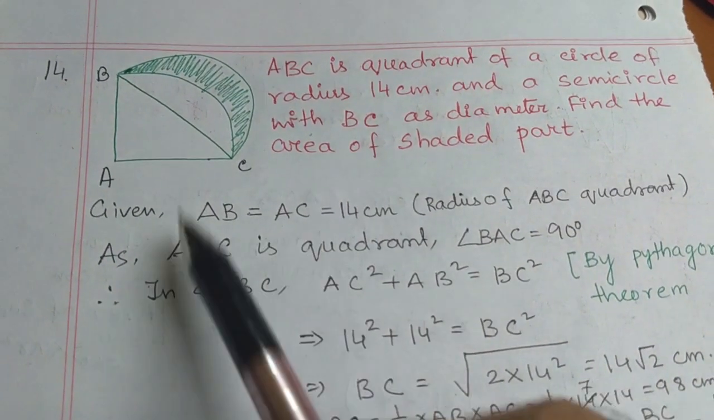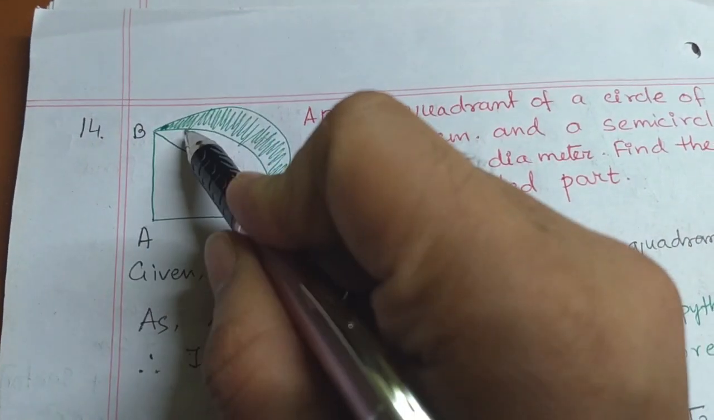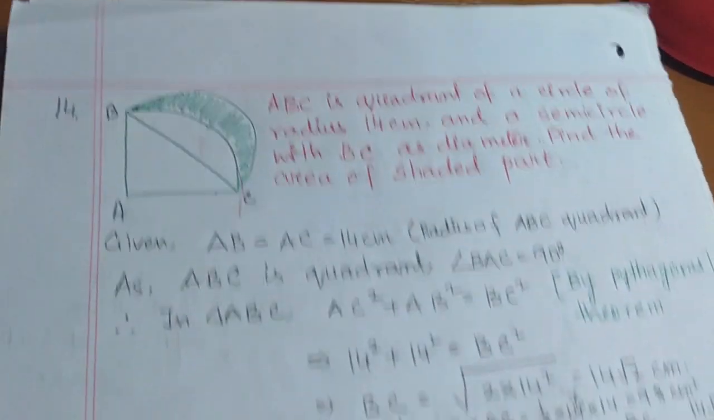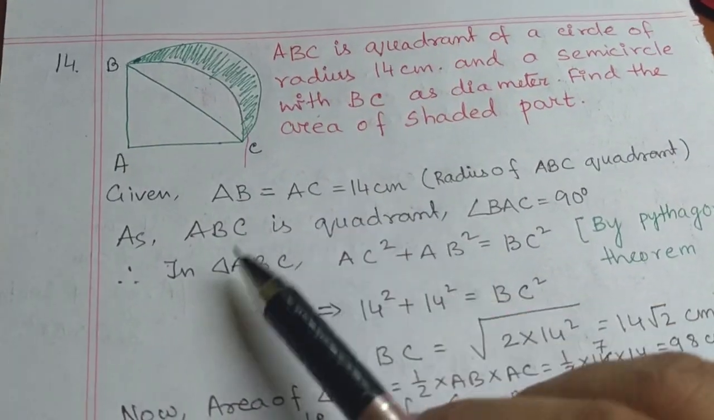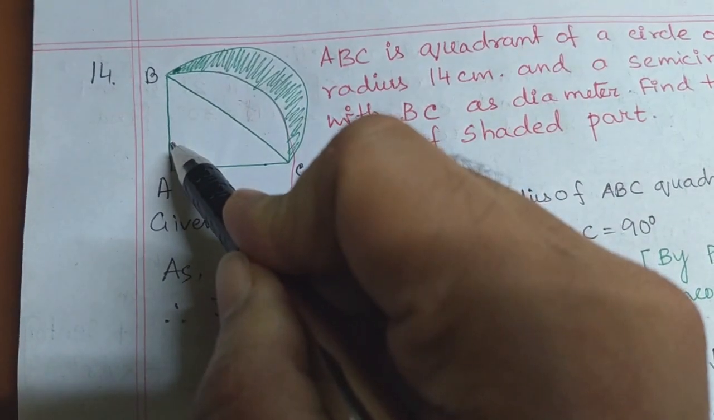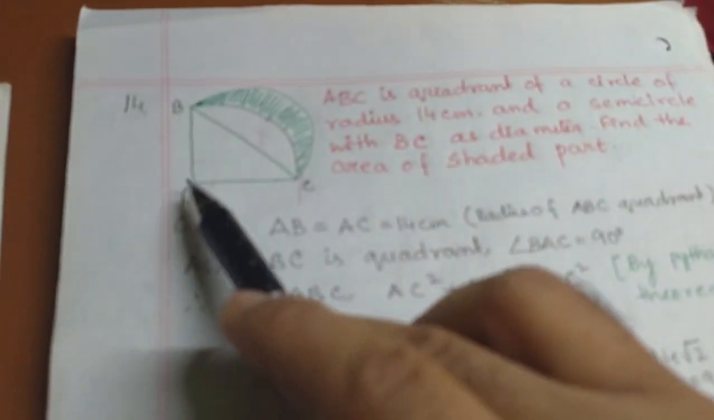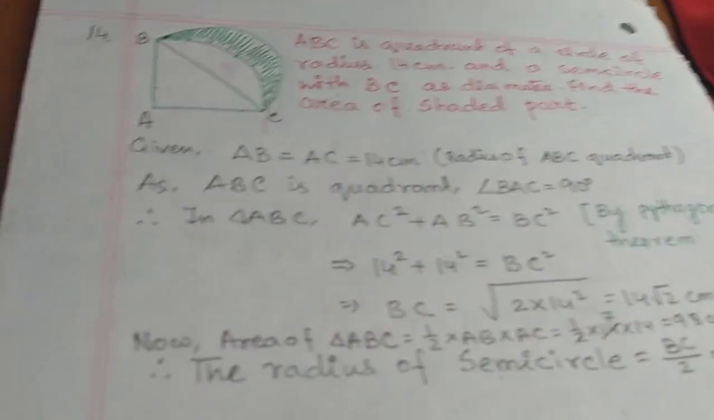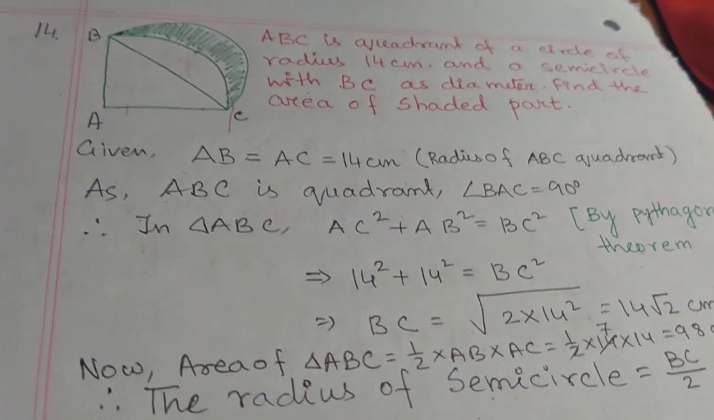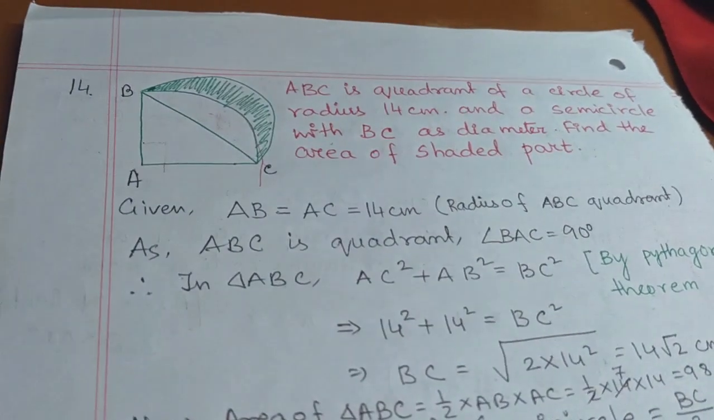Given AB equal to AC, AB and AC are the radius of the ABC quadrant, ABC meaning this curve, not the triangle. This is 14 centimeter. That means as ABC is a quadrant, this angle BAC will be 90 degree, right? BAC I wrote 90 degree. So in triangle ABC, AC square plus AB square equal to BC square. What theorem? By Pythagoras theorem we know.